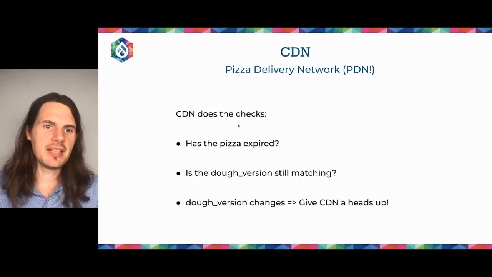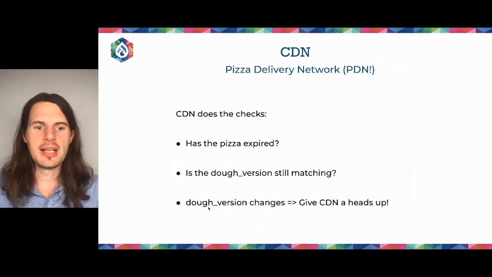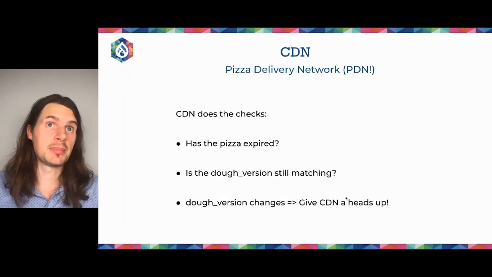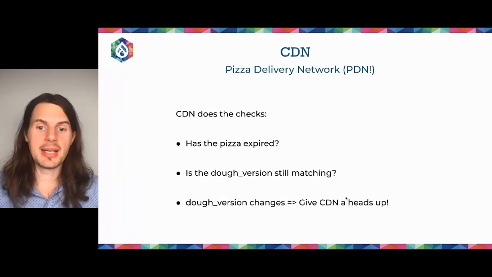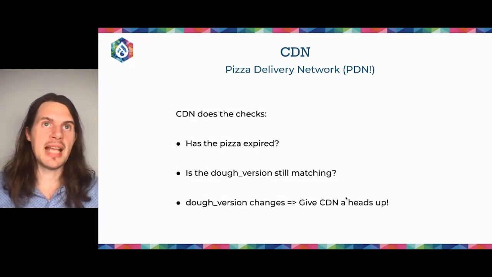The CDN then does the checks. Has the pizza expired? Is the Dutch version still matching? And once the Dutch version changes, you give the CDN a heads up. And it's so nice that this works with all major CDNs by now: Cloudflare, Fastly, Akamai. All of them support tag-based expiration the same way it works in Drupal internally.